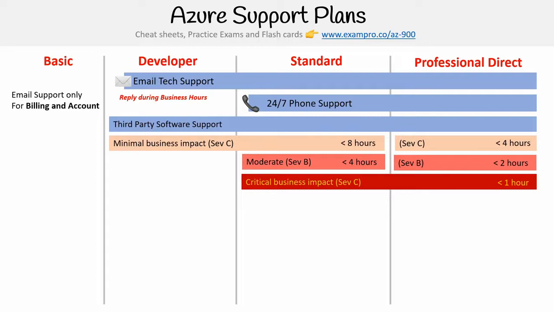Now, if you have a critical business impact, that means your web app is 100% down and you are losing money by the minute. You open up a ticket called critical business impact, which is severity C. Actually, it should be severity A. It's just a spelling mistake there. But they would respond within an hour or less. So what I find is that even though they say an hour or less, it's not always the case, but that's generally how fast they're going to respond.